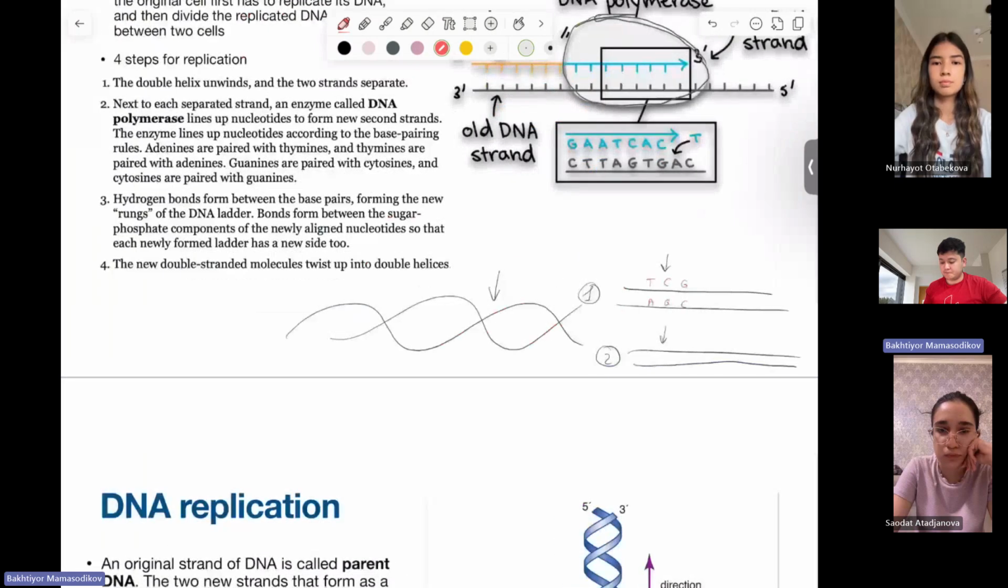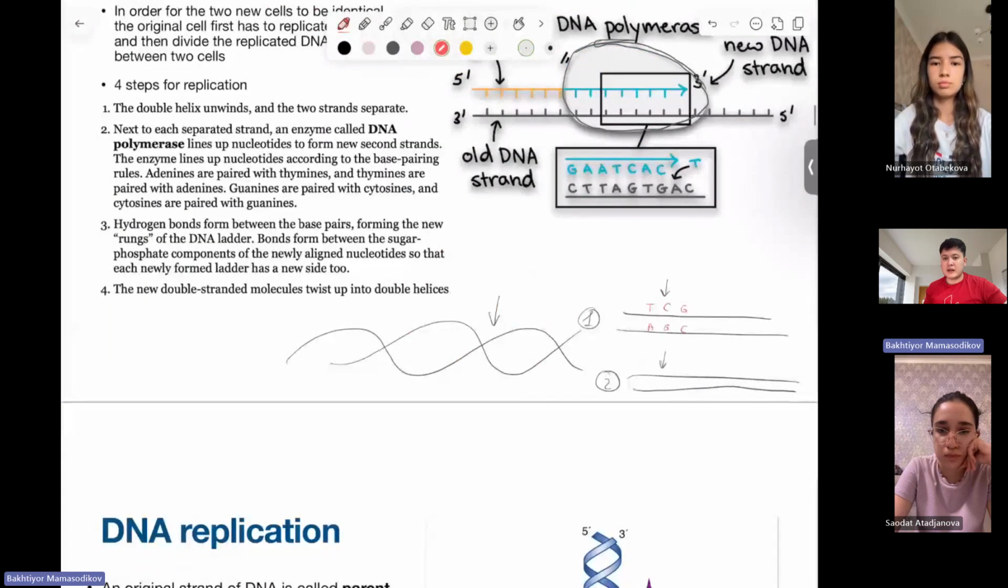Okay, good. From one, now I have matching bases. It's called matching bases. Adenine matching with thymine, guanine matching with cytosine. Okay, so then what's going to happen? The bond formation. What's bond formation?